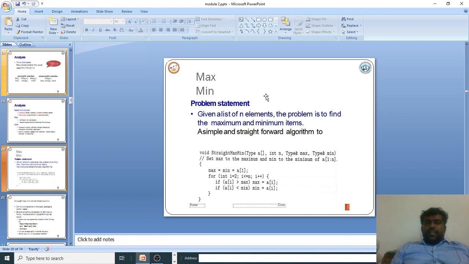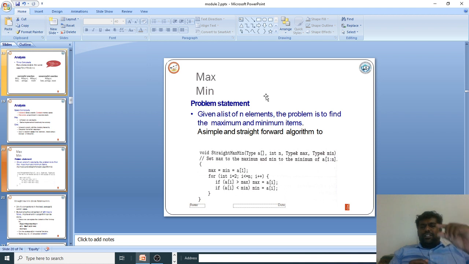So today I'll be handling the maximum and minimum problem. Now, what is the problem statement? You have n number of elements, and in these n elements, you have to search which is the minimum and which is the maximum. Now, using the straightforward technique, what are you going to do?